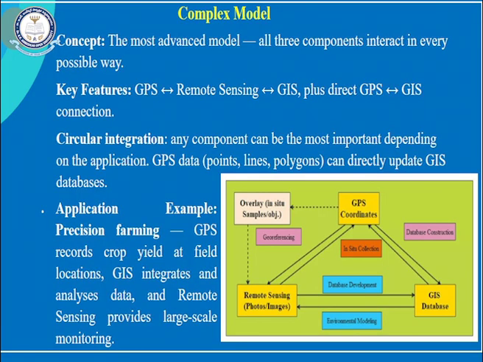All three components interact in each and every possible way. Here the key features are GPS, remote sensing, GIS, plus direct GPS-GIS connections we can see here. So I already said that there is a circular integration. Any component can be most important depending on the application. GPS data, points, lines, polygons, can directly update the databases. So I will give one example for this.